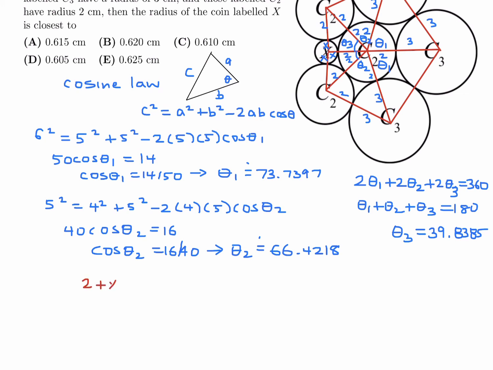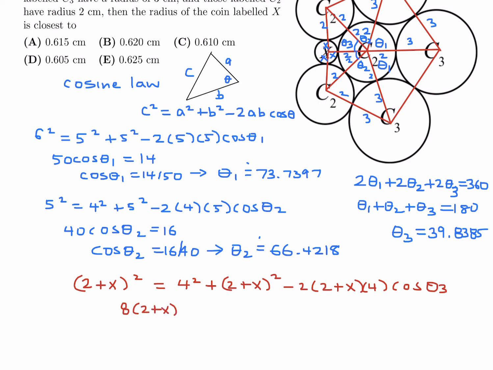2 plus x squared is equal to 4 squared plus 2 plus x squared minus 2 times 2 plus x times 4 cos of theta 3. All right. Good news is that cancels with that. So put the other guy on the other side, and we get 8 times 2 plus x cos theta 3 is equal to 16.